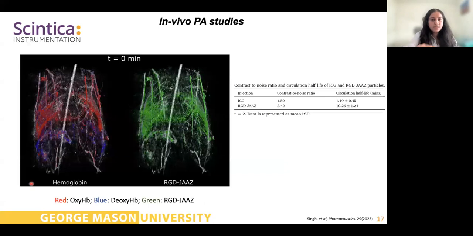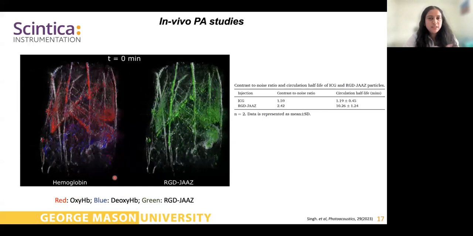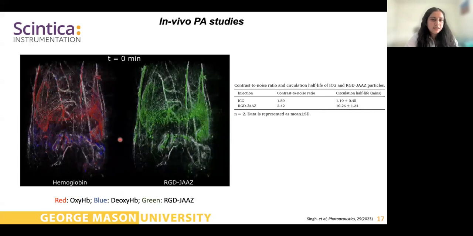After that, we performed spectral unmixing. Over here, red indicates oxyhemoglobin, blue is deoxyhemoglobin, and green is the RGD JAS particles.